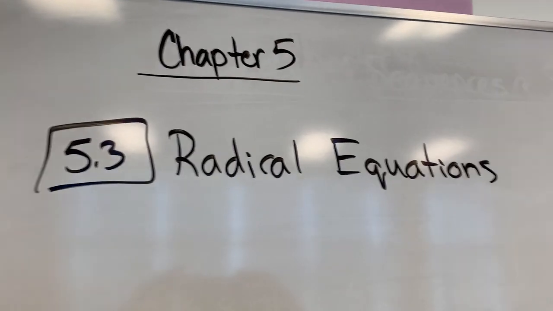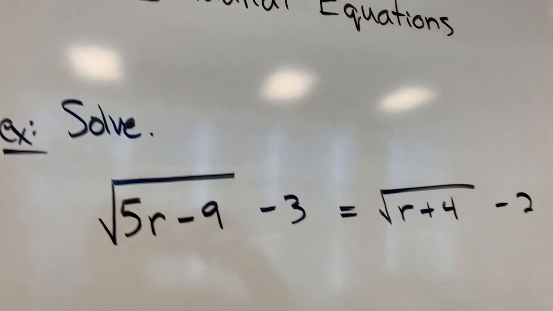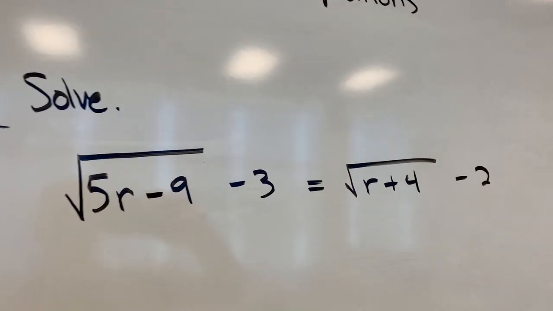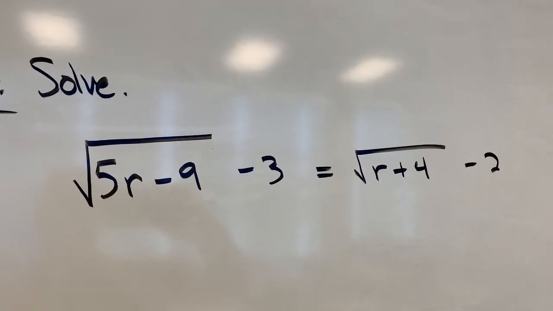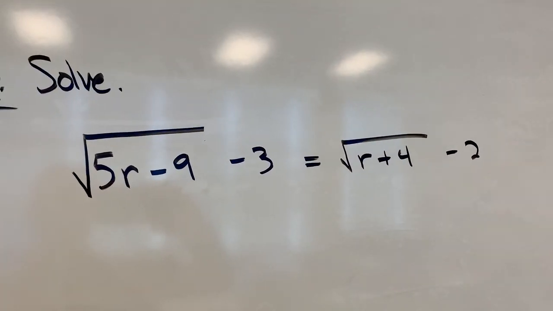This video is a challenging one out of section 5.3, solving radical equations, and we're asked to solve a radical equation that has two square roots in it. Luckily this doesn't happen very often, but two different square roots means we can't just square both sides and get rid of them. It's not going to happen.